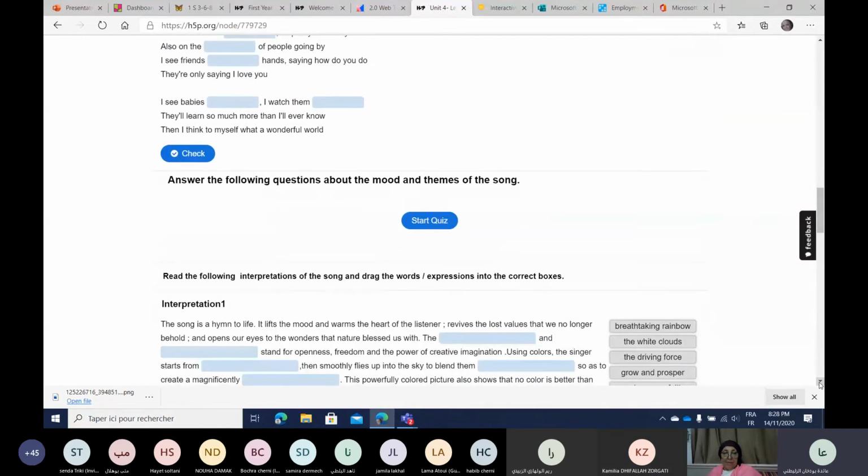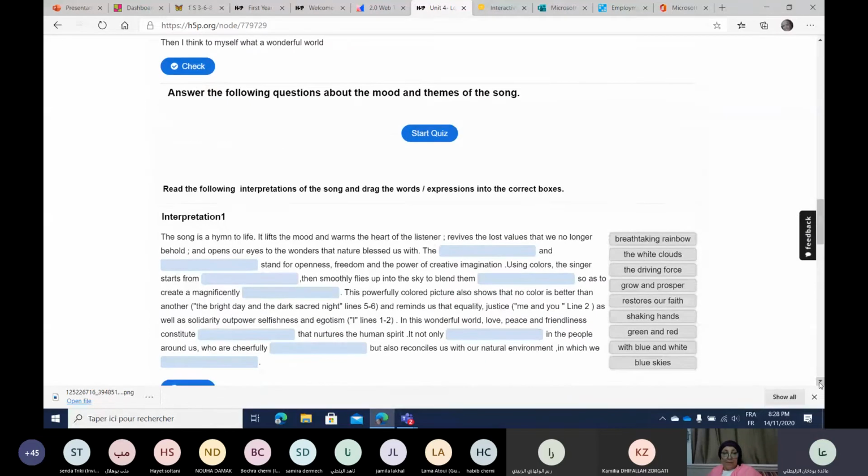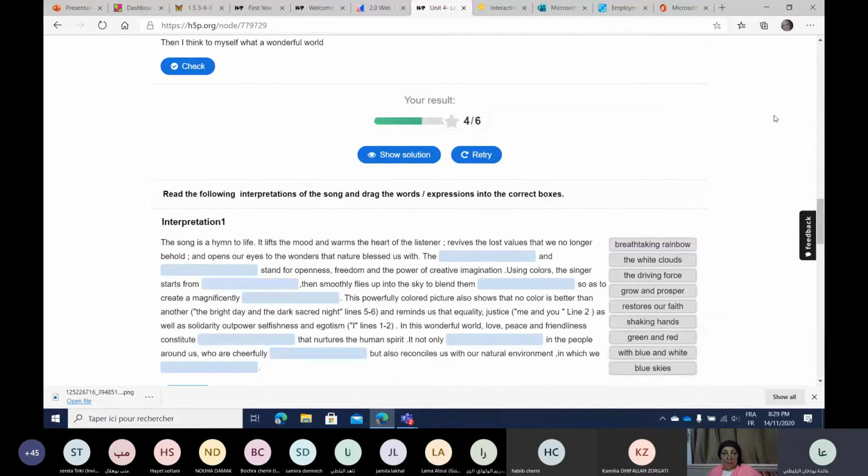It's supposed to be a pleasant moment for students, not a stuffy assignment. Then answer the following questions about the mood and themes of the song. And here I have a quiz made thanks to H5P too. So the singer's vocal prowess, the melody, the message it delivers, or all of the above. And then I check, okay?